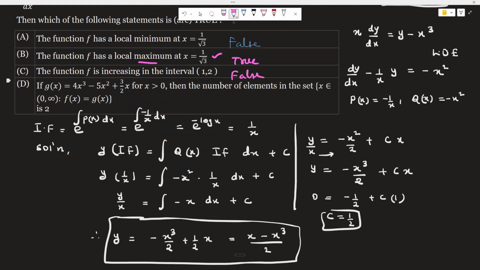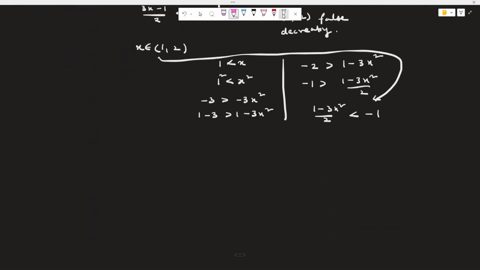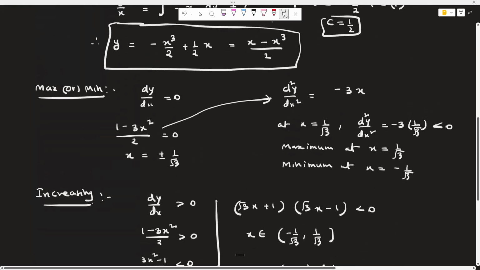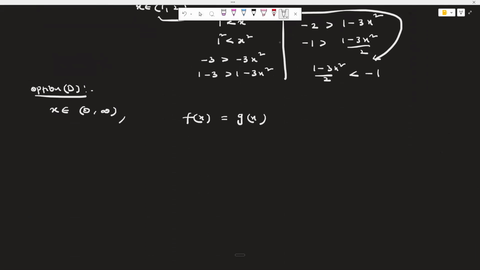Next, it says that g of x was defined for x greater than 0. Then the number of elements for x belongs to 0 to infinity where f of x is equal to g of x is claimed to be 2. So let us copy this. Here we are going to take x belongs to 0 to infinity in this case. Option D. And f of x is equal to g of x. F of x means nothing but y. So what is y? x minus x cubed by 2.